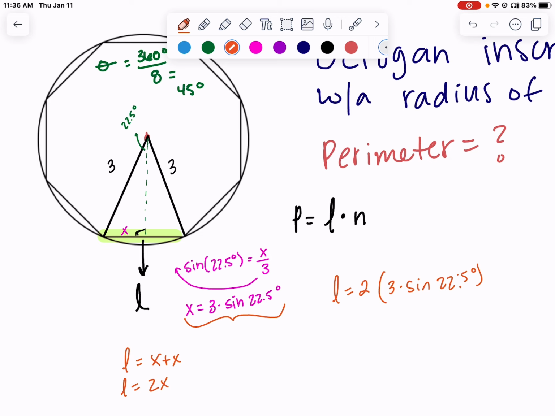I'm going to go ahead and put that in my calculator now. 2 times 3 times the sine of 22.5. And I found out that the length of one side of my octagon is approximately 2.296 units long. We said that in order to get our perimeter, we need the length of one side, and then we need to multiply by the number of sides I have. So I have 8 because it's an octagon. So my perimeter is going to be equal to that number times 8. And we get a perimeter of 18.39 units.